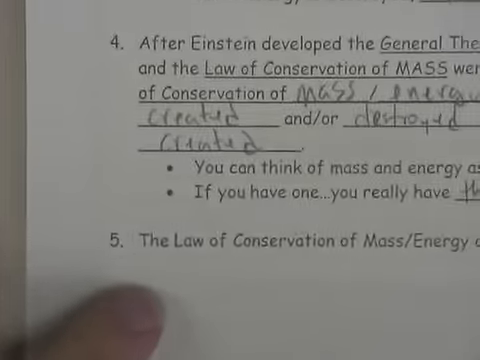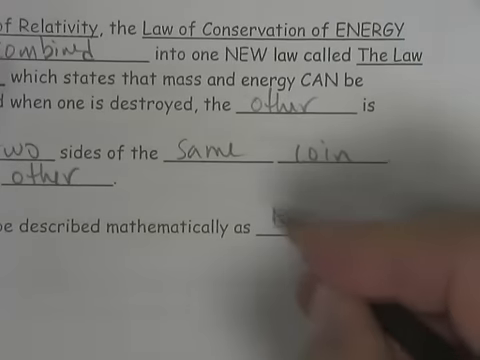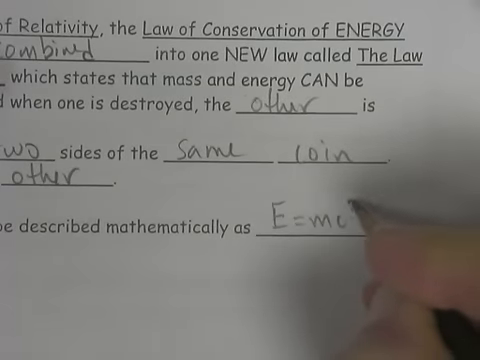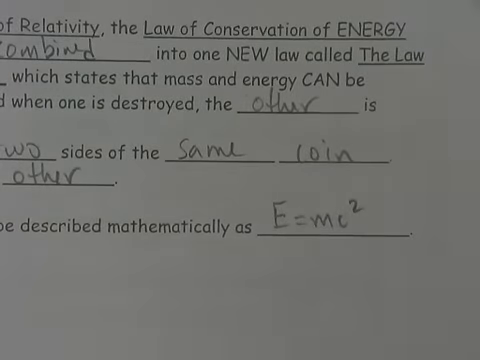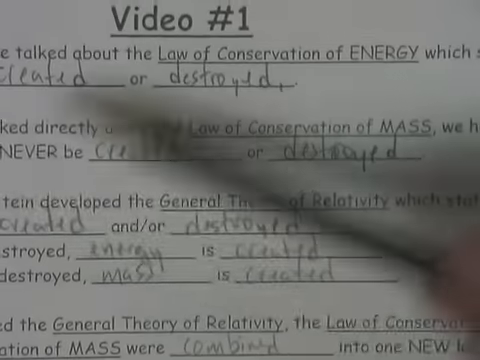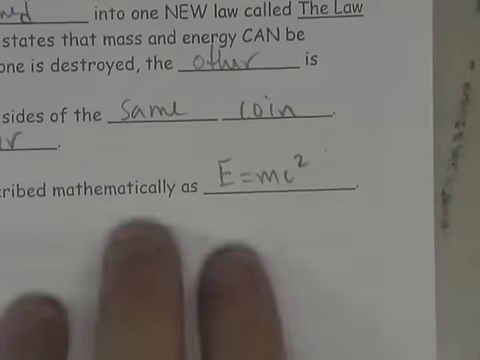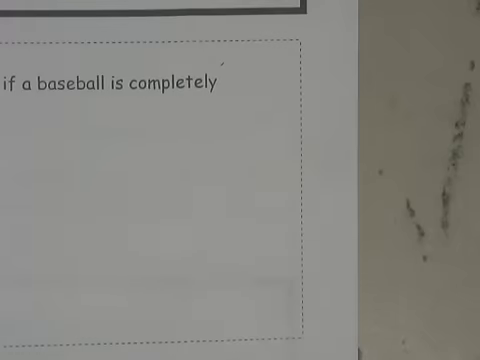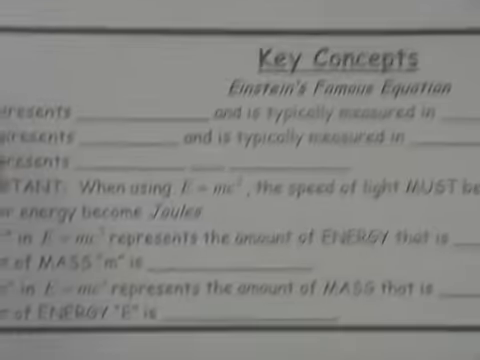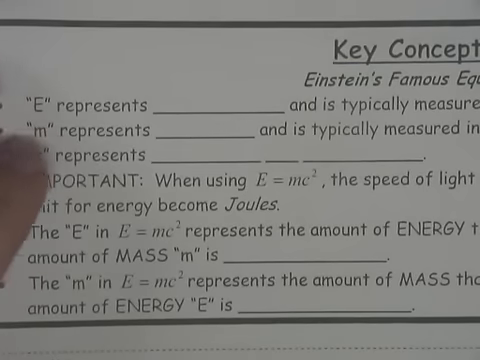So, number 5. The law of conservation of mass energy can be described mathematically as E equals mc squared. That equation sums up everything that we put together right up here. That's the value of that equation. Now we're going to flip the page and see what that equation actually says, because we're going to use it in this unit.